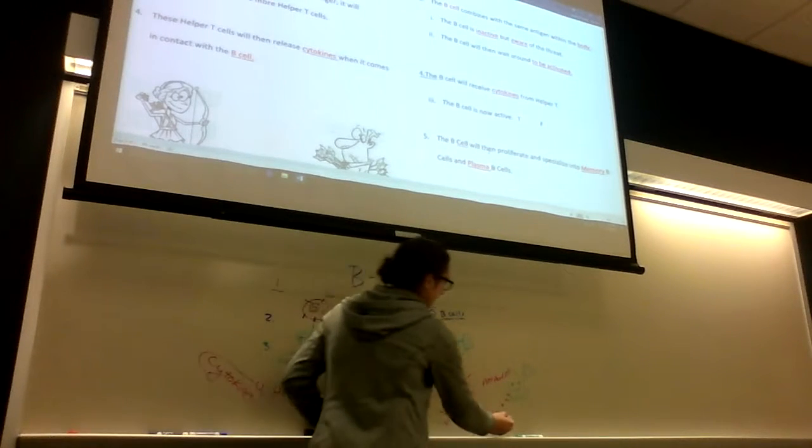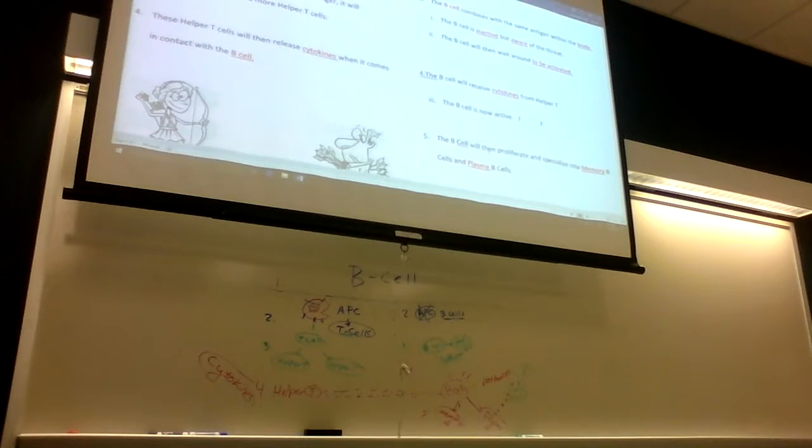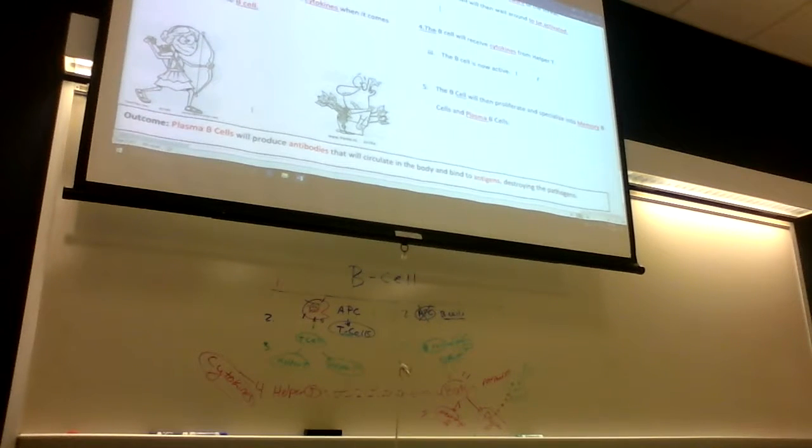Because blood plasma, plasma B, antibodies go in the plasma. So the big takeaway with this one is plasma B cells will produce antibodies that will circulate in the body or blood and bind to antigens, destroying the pathogens. So I'm going to scroll back up to the picture. We can look at it a little more scientifically.